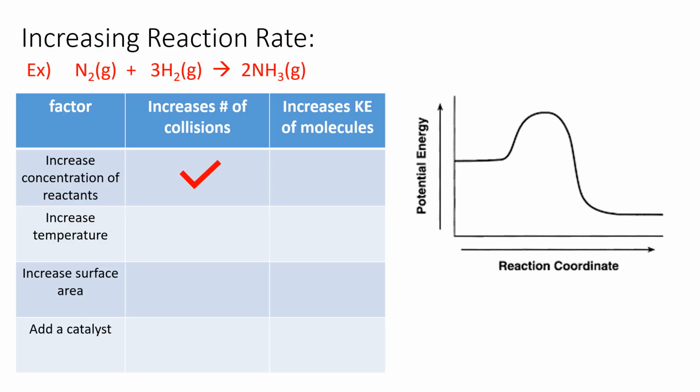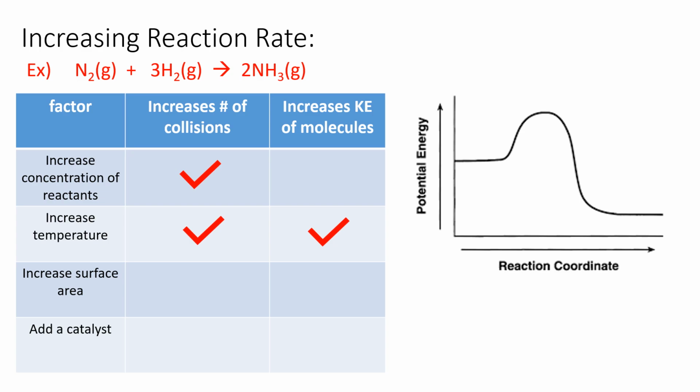All right, how about temperature? If I increase temperature, what is that going to do? Well, temperature is literally average kinetic energy, so it's definitely going to increase my kinetic energy of molecules, giving more of them enough energy to overcome that hill, right? But it's also going to result in a greater number of collisions because the particles are moving faster, so therefore more of them will be able to have the correct orientation because you have more collisions.